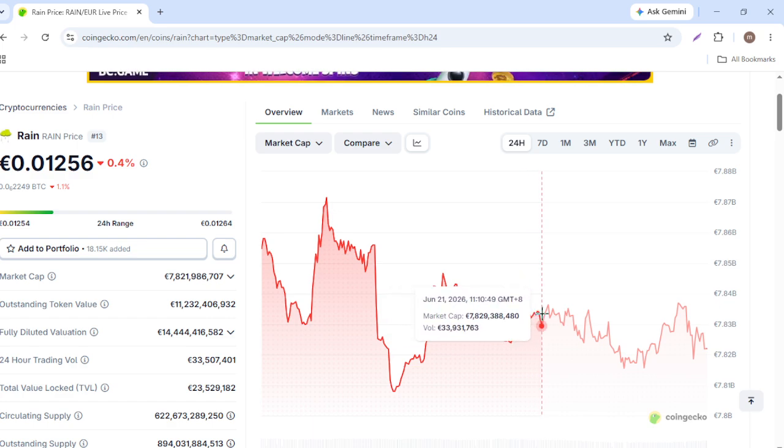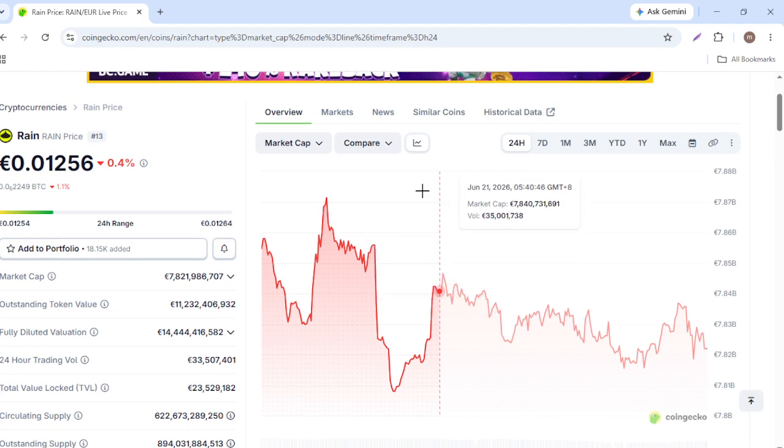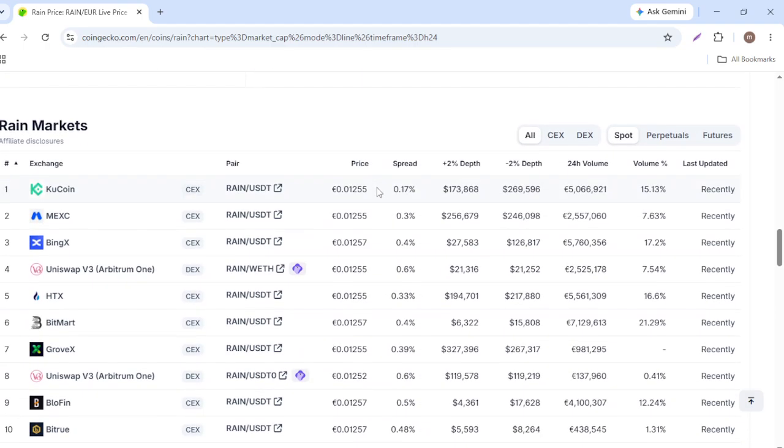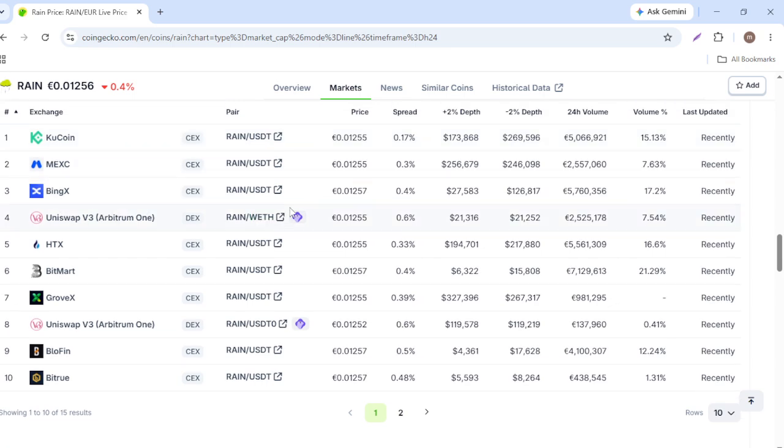is easy to trade. Next, scroll down to the Markets section on the coin page. This is one of the most useful areas for checking liquidity because it shows where the coin is being traded and which trading pairs are available. You'll see a list of exchanges, trading pairs, price information, and reported trading activity.